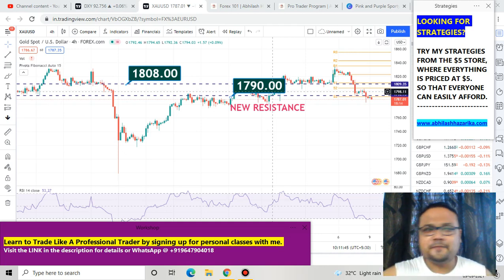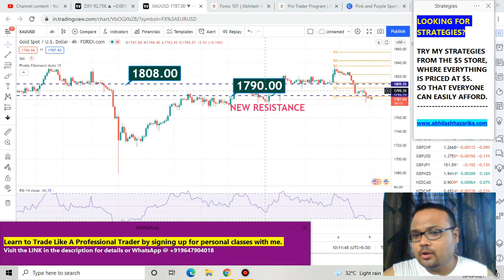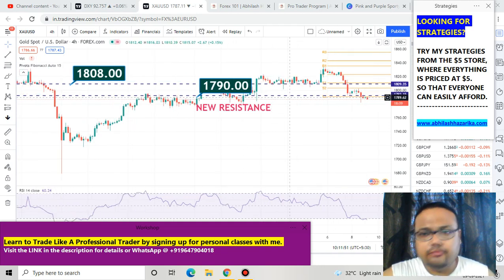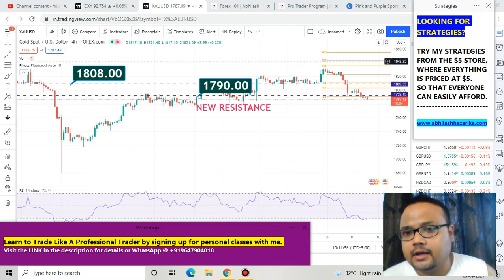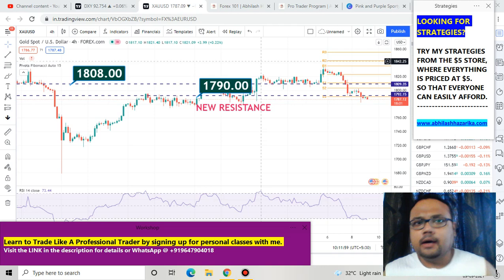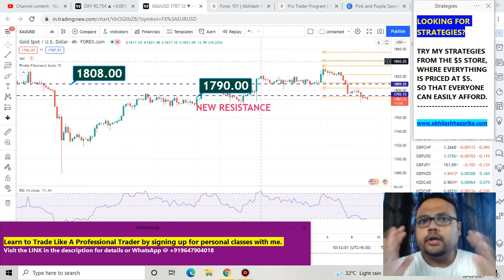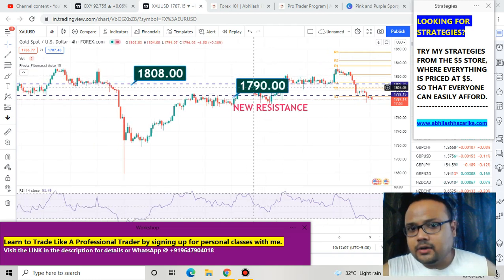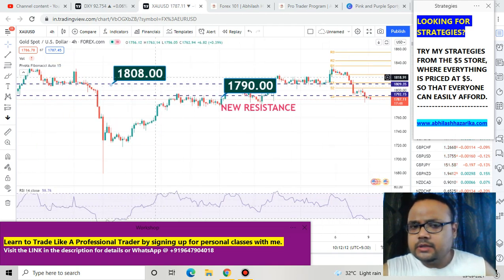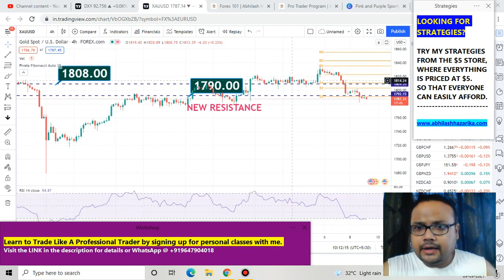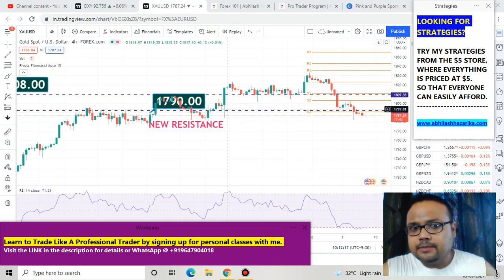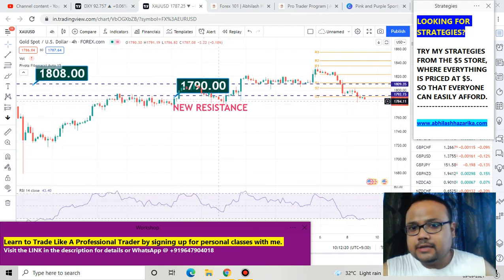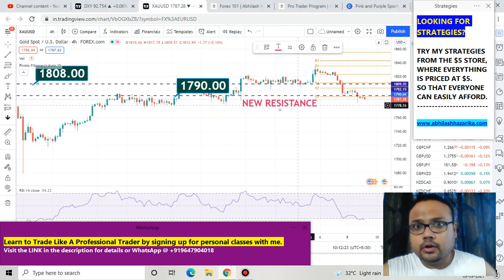So let's get started. This is the 4 hour chart of gold USD in front of us right now. If you have watched my previous video on gold USD, then hopefully you are in a profit right now. If you're in a profit, shorting the market, then be on the trade. You don't need to do anything, because we can clearly see on the chart that 1790 has become the new resistance for the market. Previously 1808 was the resistance, and after breaking the support of 1790, this has become the new resistance for the gold USD chart.